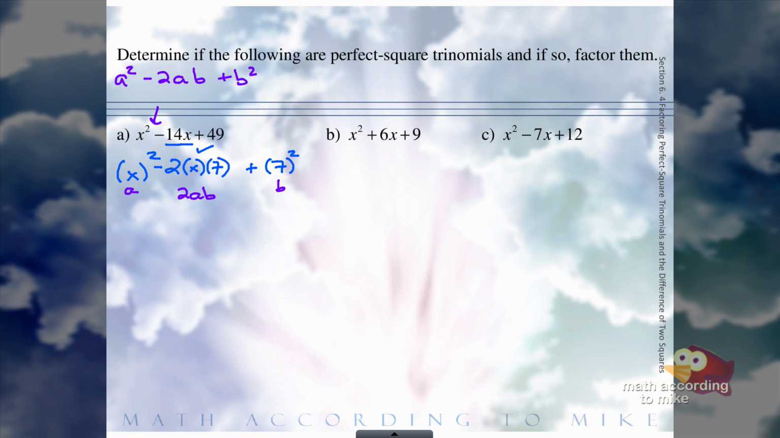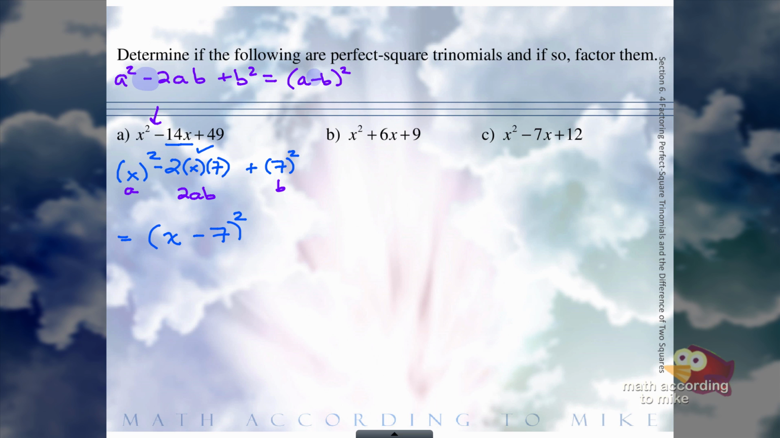which means this does factor as, let me write up the formula up here, this does factor as a minus b quantity squared. So we would say x, because that was our a, minus 7, because that was our b, quantity squared. Remember, whatever this sign is, this sign. So part A was a perfect square trinomial.